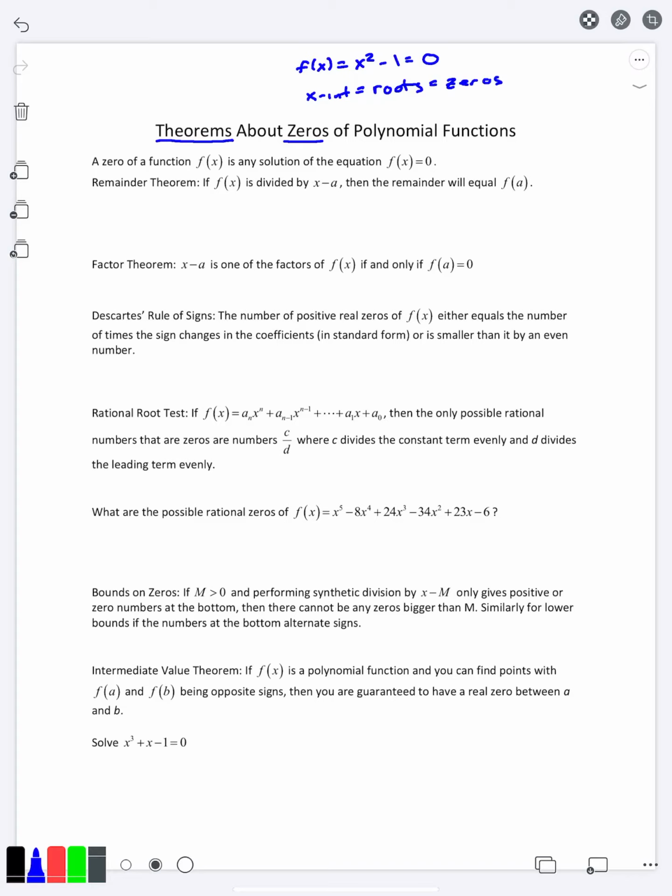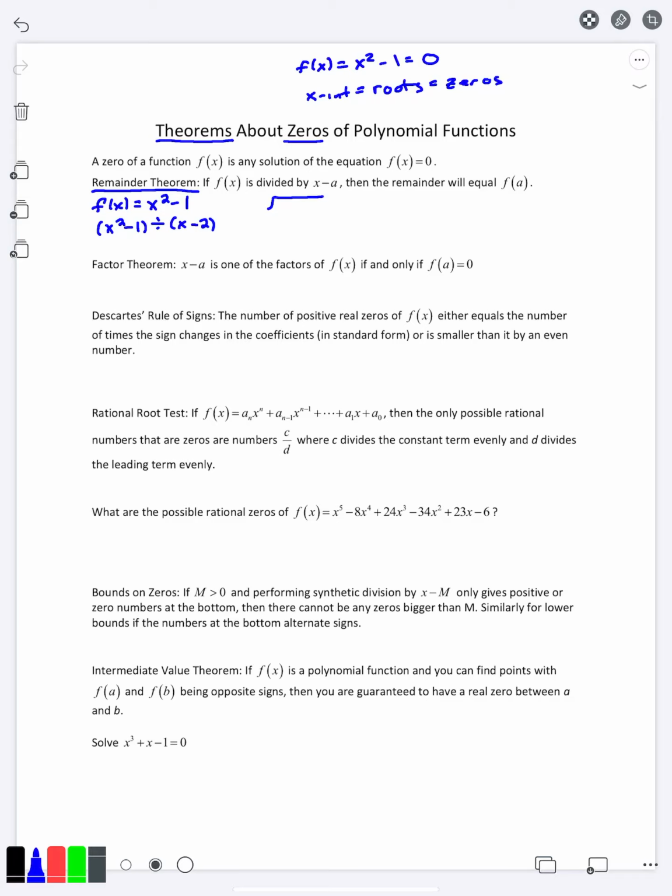Okay, so for our first theorem here, it is called the Remainder Theorem. It says if you have a polynomial and you divide it by the polynomial x minus a, then the remainder will equal f of a. So let's take a specific polynomial function here as an example. Let's do the x squared minus 1. And we're going to take that polynomial function and divide by x minus a. I'm going to pick a to be 2 here.